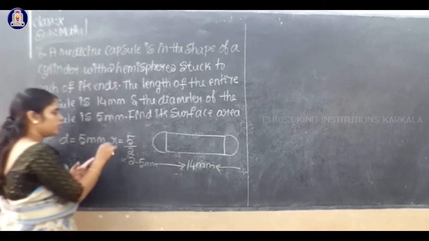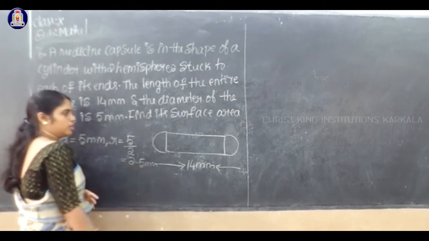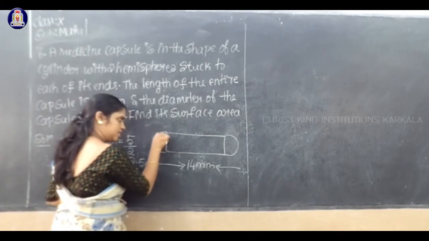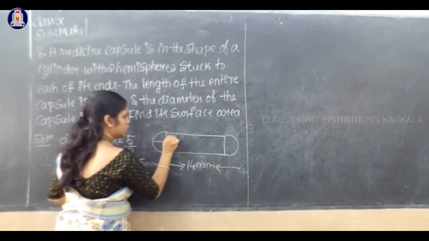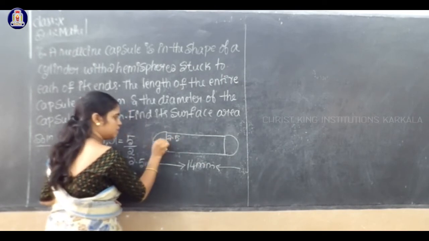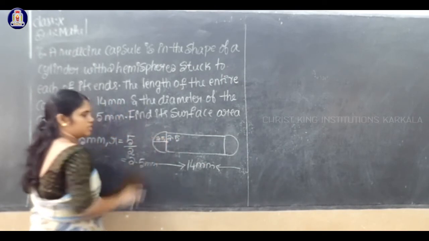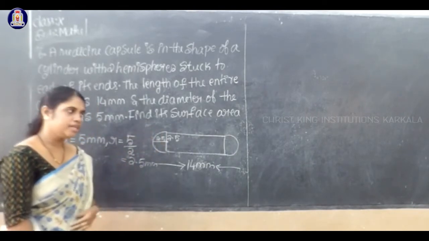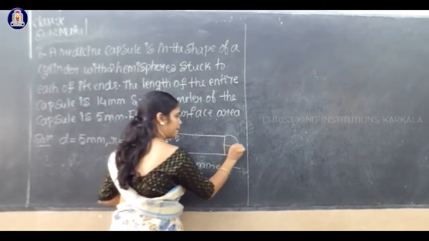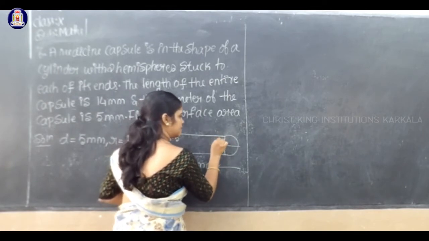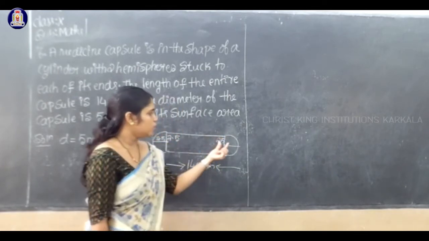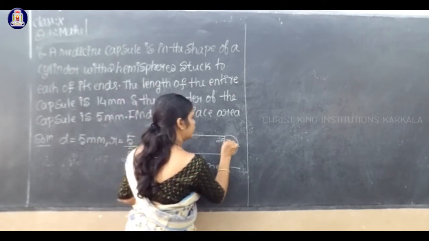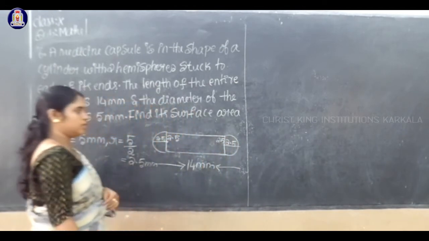Find its surface area. Therefore the radius is 2.5. If suppose this is the radius, how much? 2.5. This is also 2.5, right? Again, this is the radius, 2.5. Then what about this length? This is also 2.5.